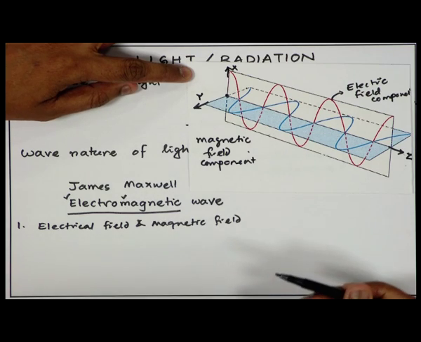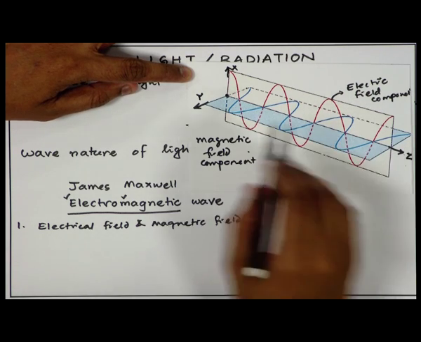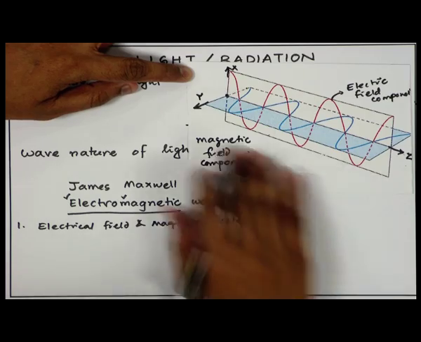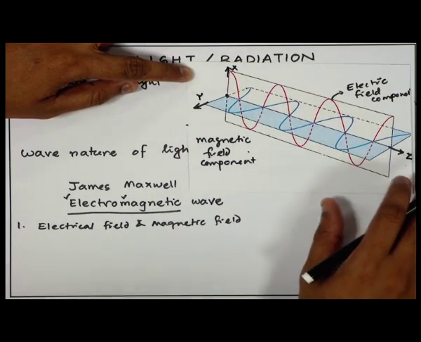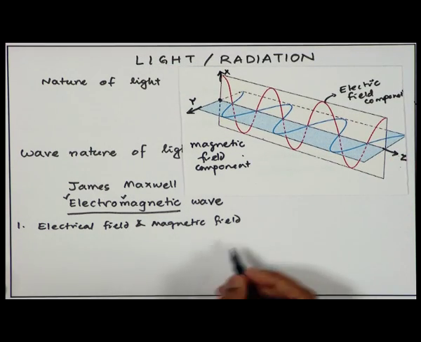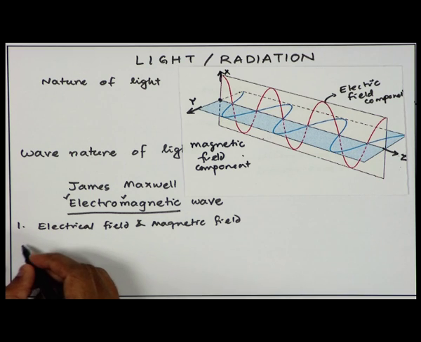So, this is a special nature of this electromagnetic wave or electromagnetic radiation. All electromagnetic radiation shows this kind of behavior. All right. So, this is one important property of electromagnetic radiation.